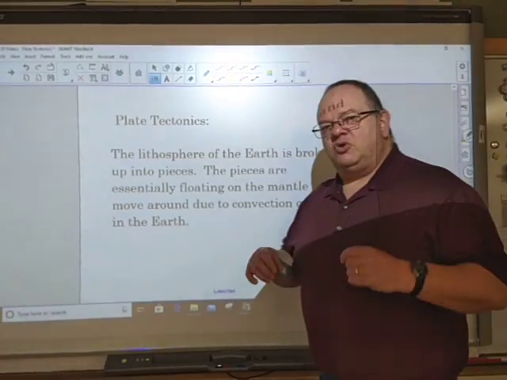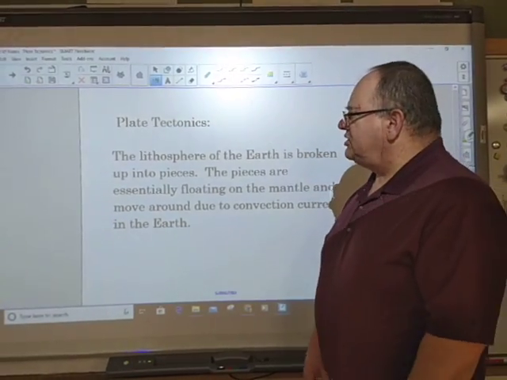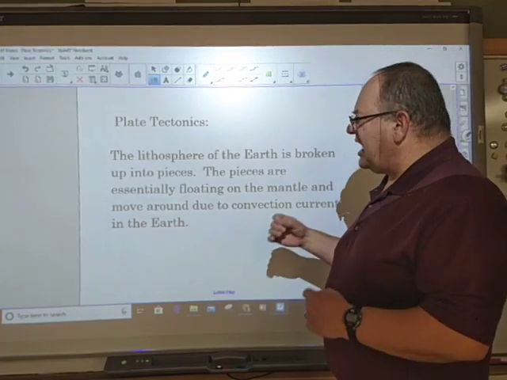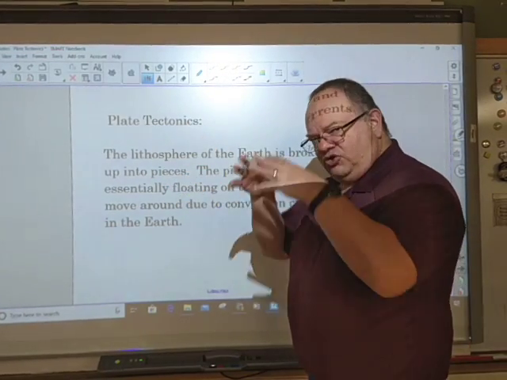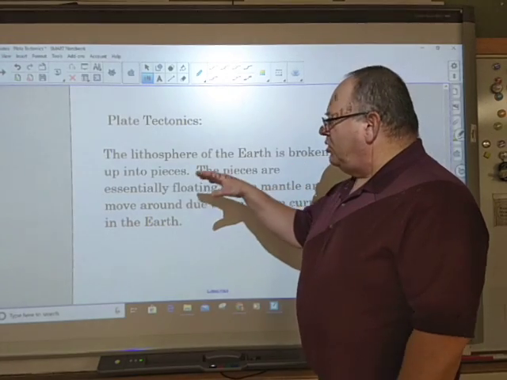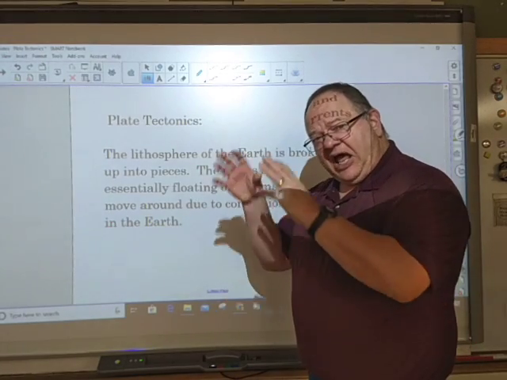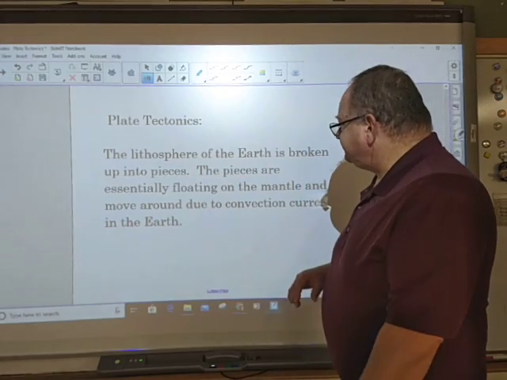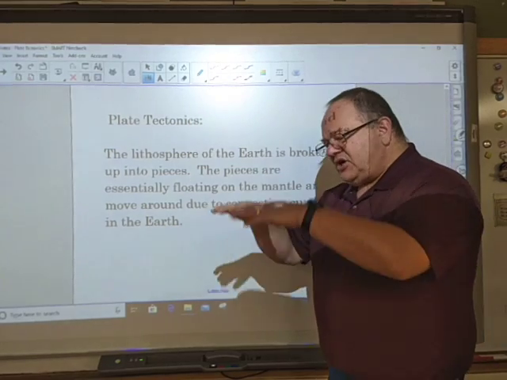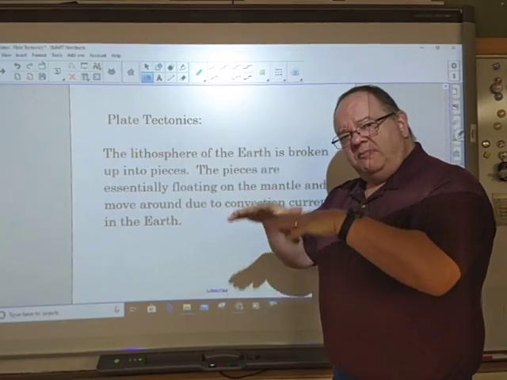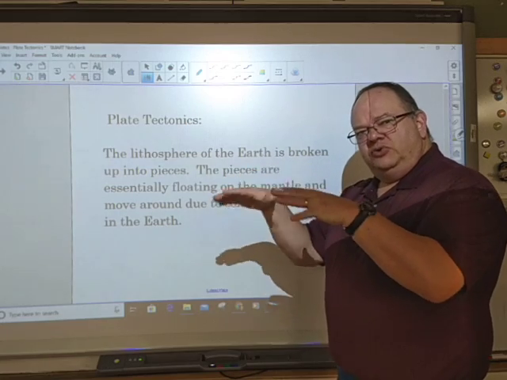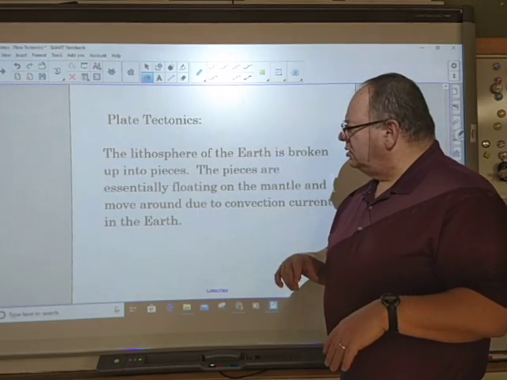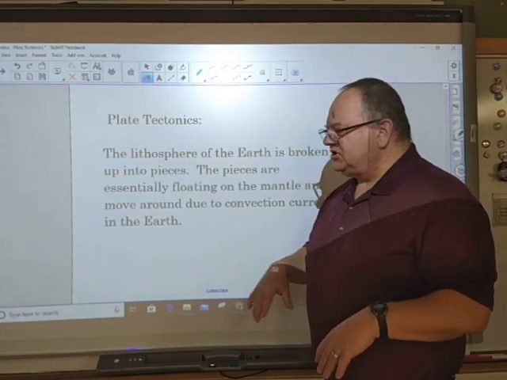So I've used the word plate a few times. This whole concept is called plate tectonics. And what it's saying is that the lithosphere of the earth, the surface of the earth, is broken up into pieces. And you saw the pieces kind of defined by those earthquake lines. Those pieces are essentially floating on the mantle, and they move around due to the convection currents. Okay, plate tectonics.